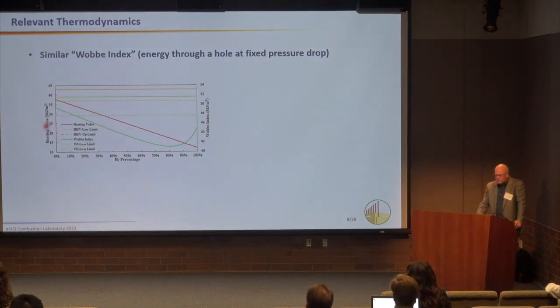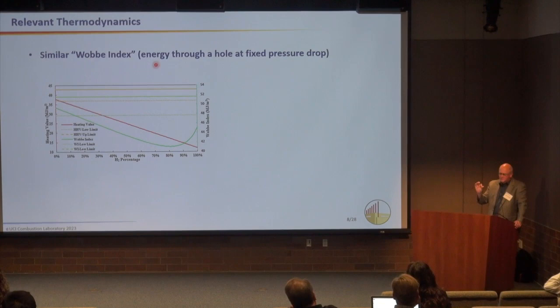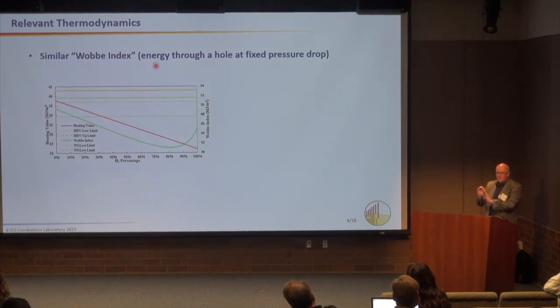So just a little bit on some relevant thermodynamics. These appliances are basically driven by what's known as the Wobbe index, named for an Italian engineer. The way to think about this, it's how much energy can I push through a hole with a fixed pressure drop, right? If that amount changes dramatically, it means there's a lot of complications involved in the controls, the way that these appliances operate.